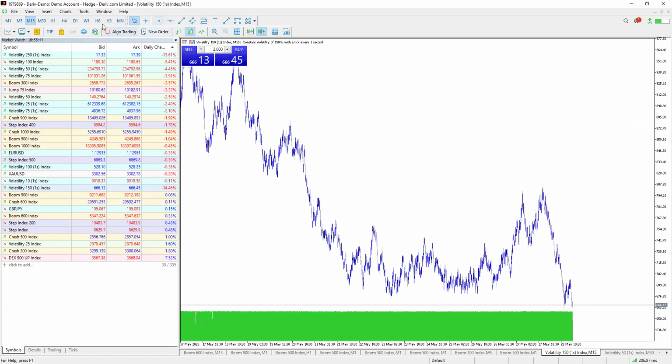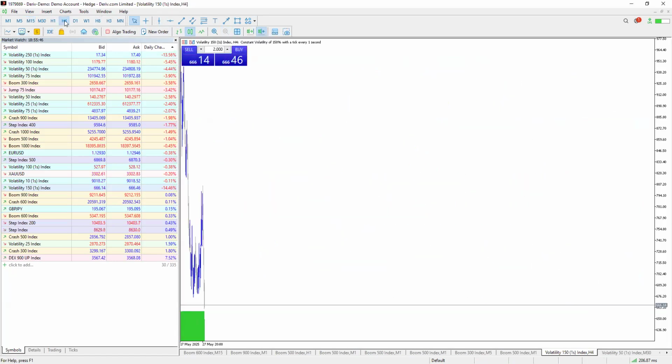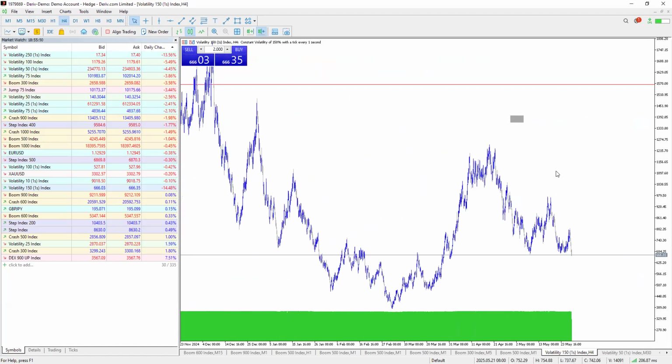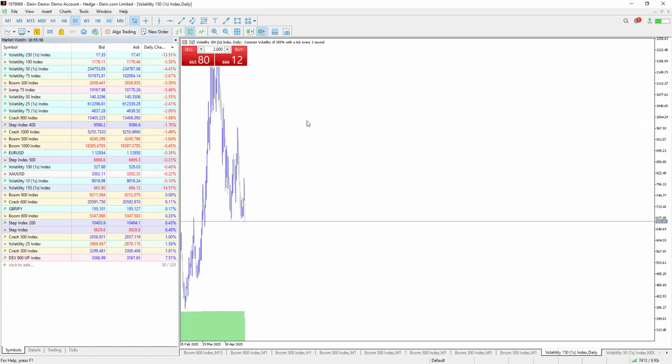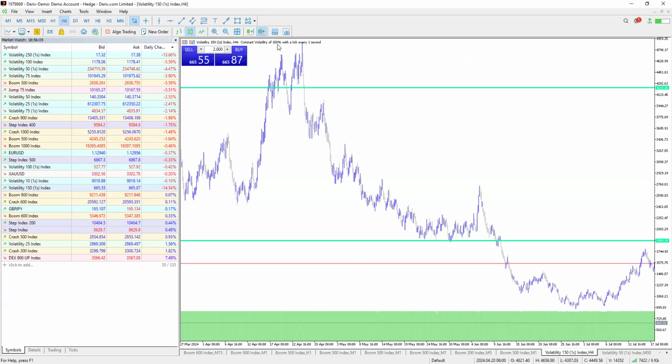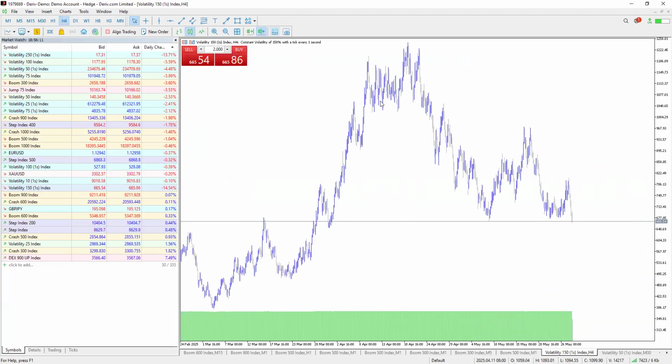Now, usually what I want to do is I want to look at a pair from a larger perspective, right? And from what we can see from our daily chart, let's start with the daily. Our daily chart is in a downtrend. I think we can both see that, right? And what is our H4 saying? Our H4 is saying that we are in a downtrend as well.